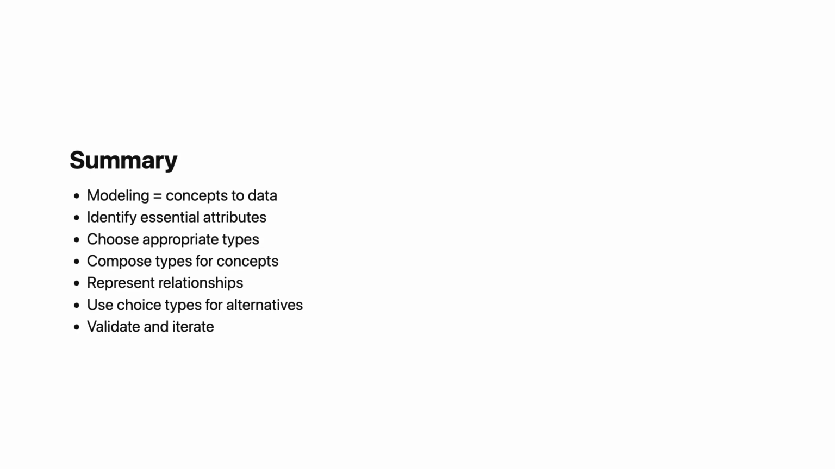Let us summarize. Modeling is translating real-world concepts into data structures. Start by identifying essential attributes, only what your use cases need. Choose appropriate types for each attribute. Types carry meaning. Compose types to represent concepts. Use records or data classes. Represent relationships with embedding or references. Use choice types for alternatives. Distinguish required from optional attributes. Validate the model against use cases. Iterate until it fits. Good models are simple, complete, and match the domain.